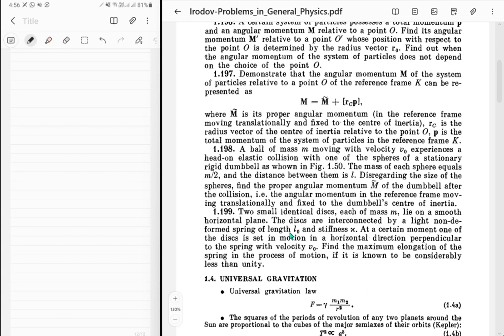Perpendicular to the spring. Okay, so you got these two disks connected by a spring. One of the disks is put into motion now with velocity v naught, somehow suddenly. Find the maximum elongation of the spring in the process of motion, if it is known to be considerably less than unity.